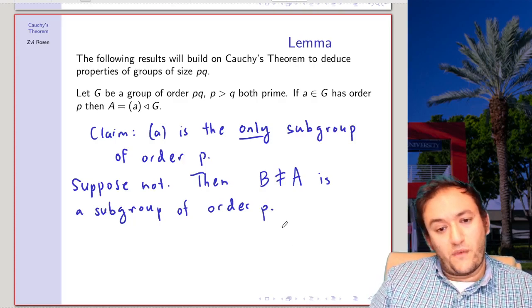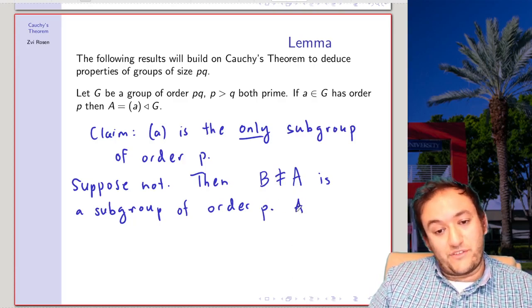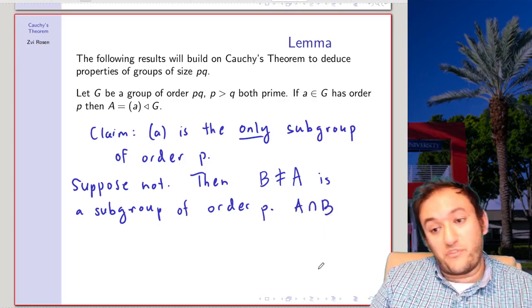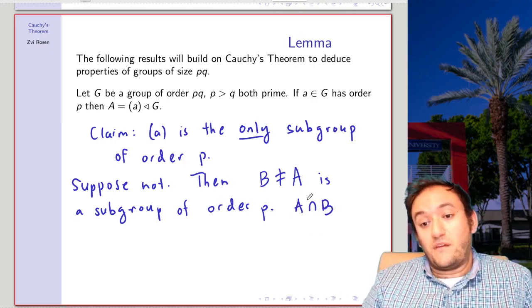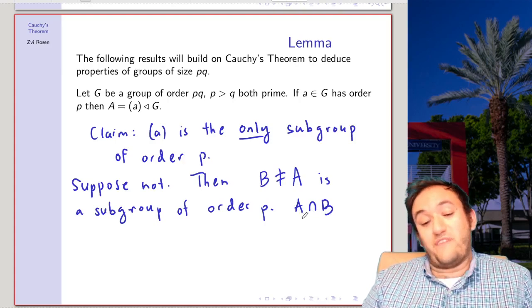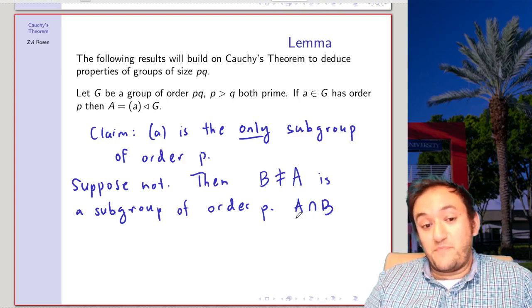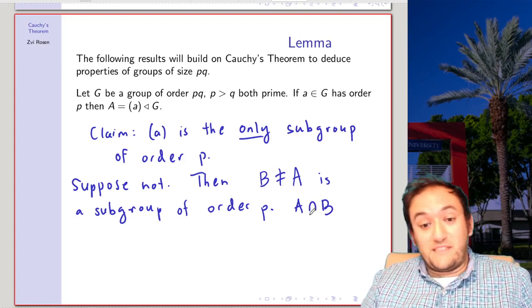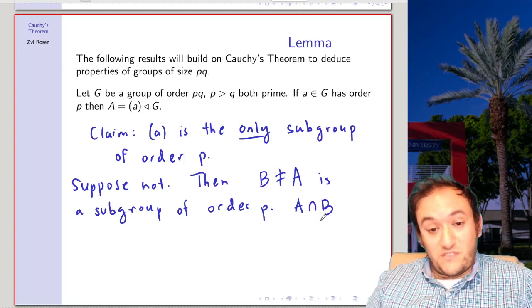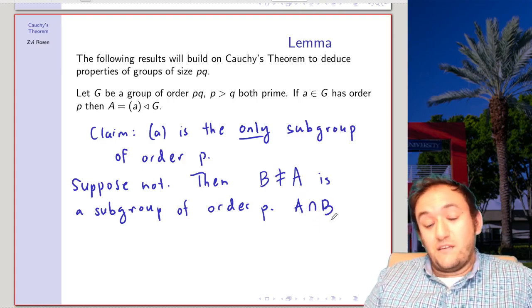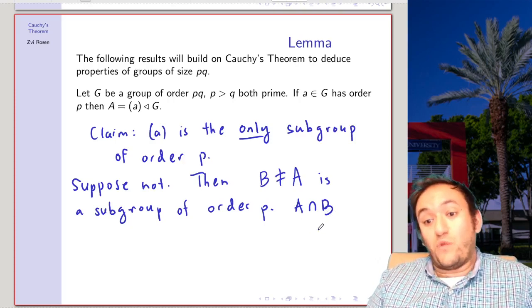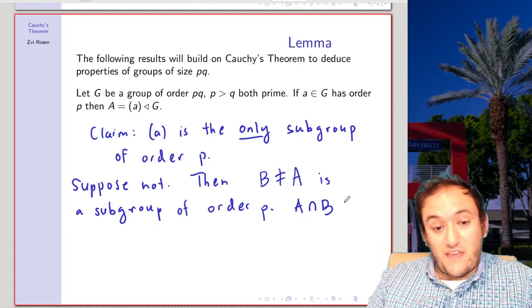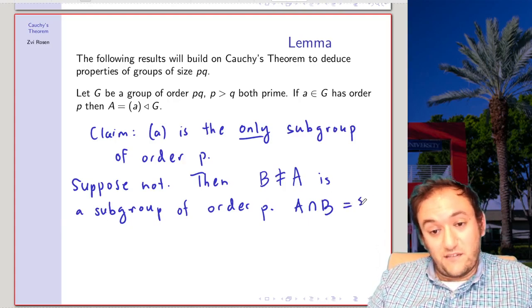Okay. We know that A intersect B would be a subgroup of both of them. So by Lagrange's theorem, the order of A intersect B would have to divide P. But that means it's either 1 or P. If the two subgroups are distinct, then we would require their intersection to have order 1, which would just be the identity. So that means that this is the identity.